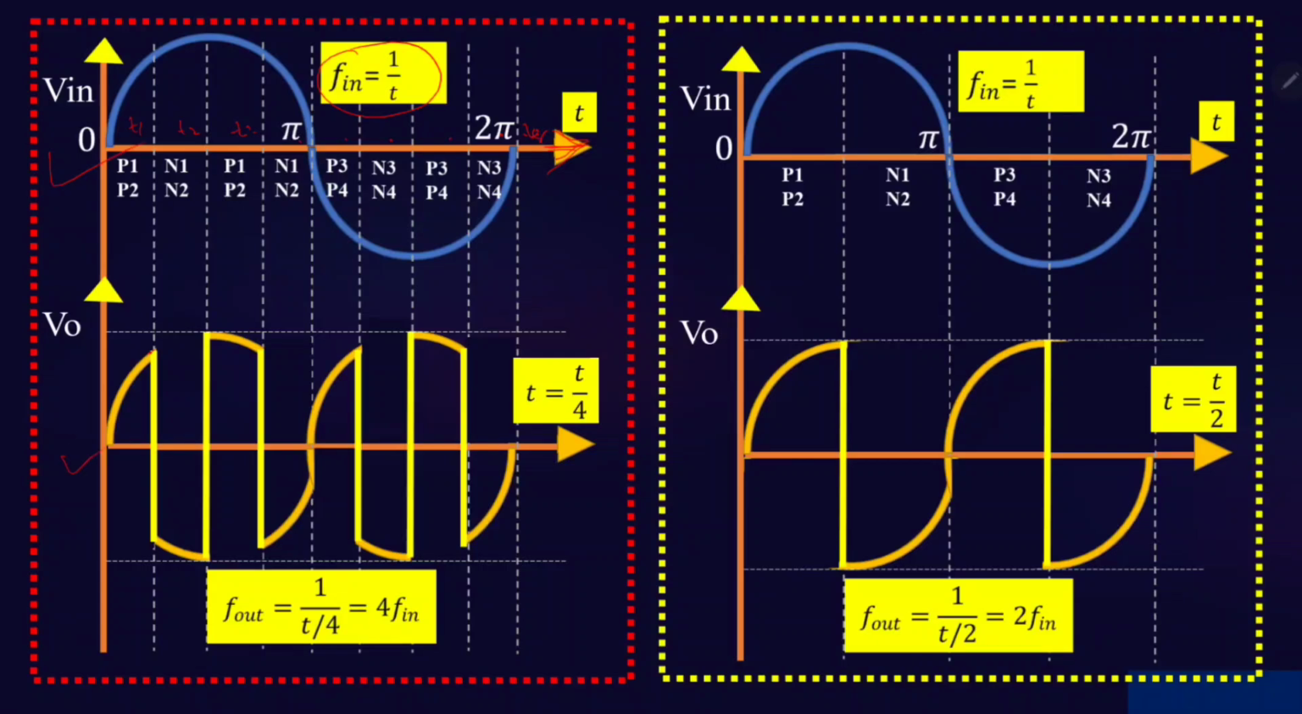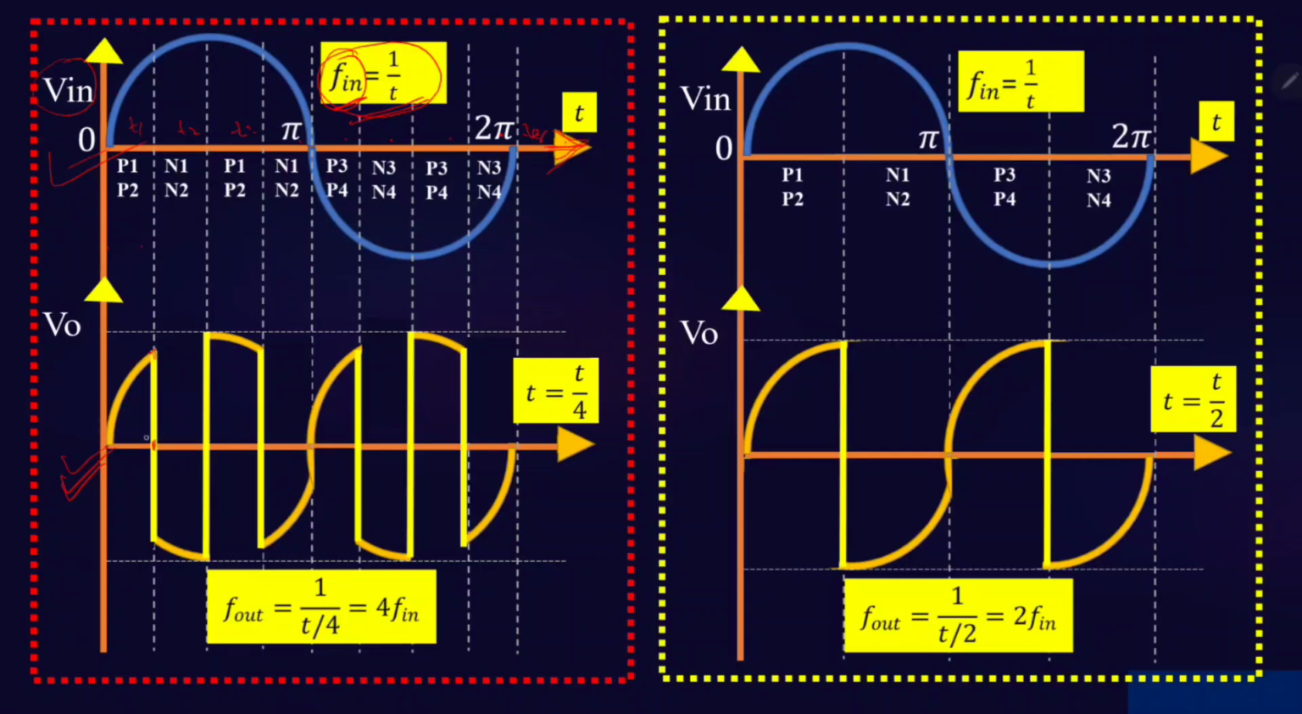Based on our requirement, we can decide the sequence of the switches, meaning we can turn them on and off. Here the input signal is the input voltage, and this is the output. So what is the frequency for this input signal and output signal? Here Fin is equal to 1 by T, so the input frequency of this input voltage is 1 by T. Now if I make the trigger sequence like this, what will be the output frequency?